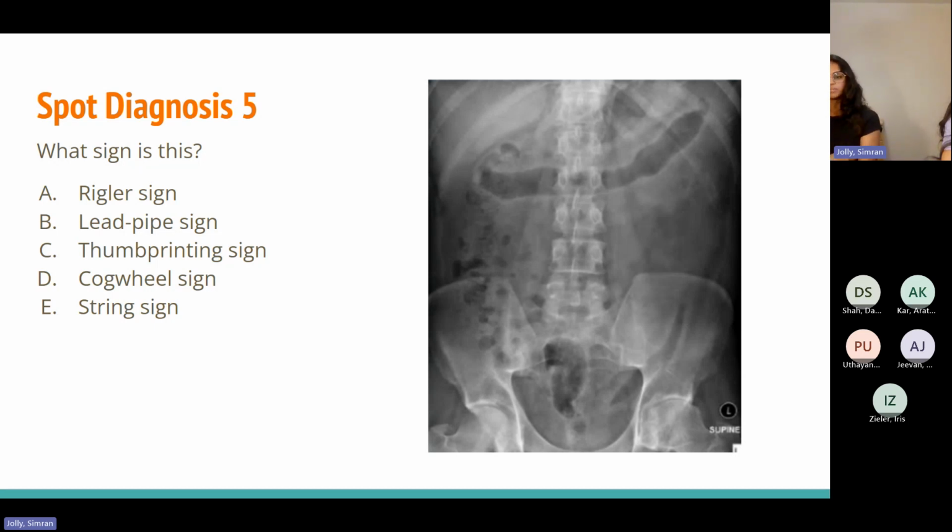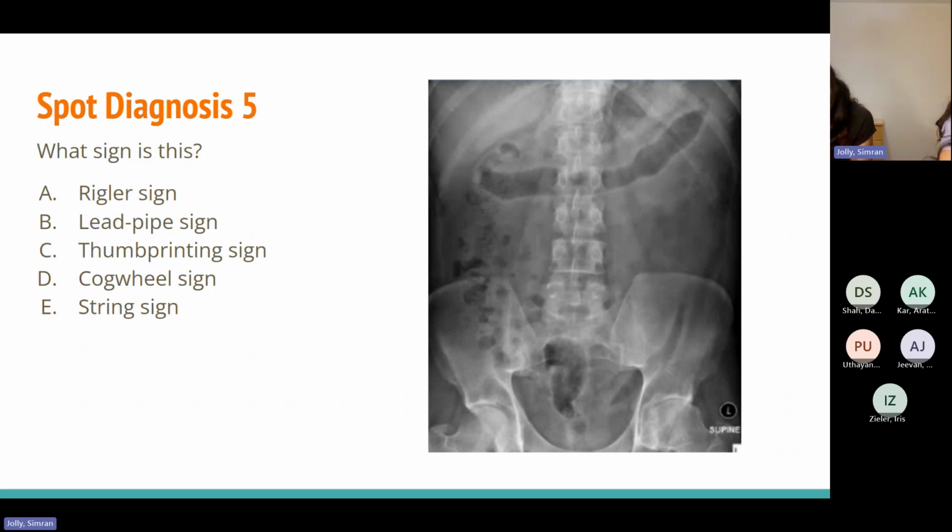That indicates free air in the abdomen, and that might be because of a duodenal ulcer. I found it quite hard to find in abdominal X-rays last year, so it might just be worth having a look through to see if you can identify it.